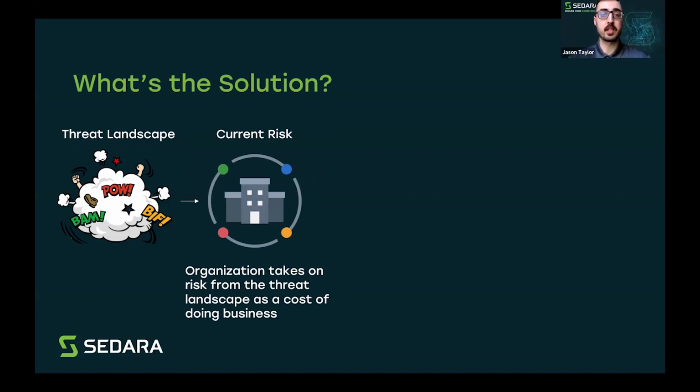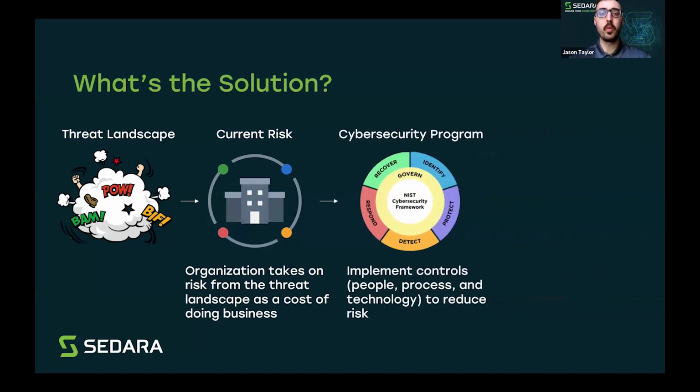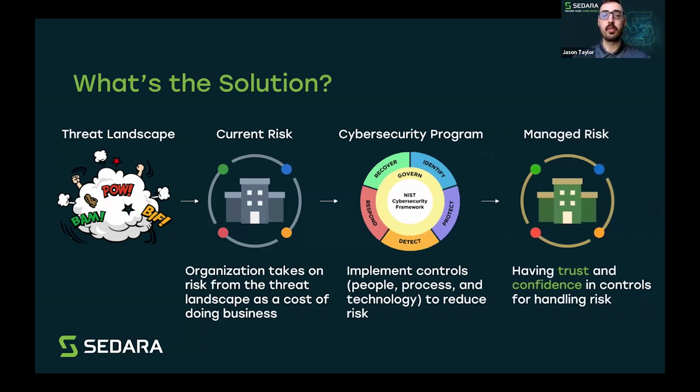And we need to lessen that exposure. Maybe we can't change our exposure to threats because, again, it's simply the cost of our doing business. But hopefully, we can implement some cybersecurity controls, whether they be through people or processes or technology, to reduce our risk. And at the end of the day, we end up with a managed risk scenario where we have trust and confidence in all of our cybersecurity controls for reducing risk. And that's exactly what we'll talk about in the NIST CSF 2.0.